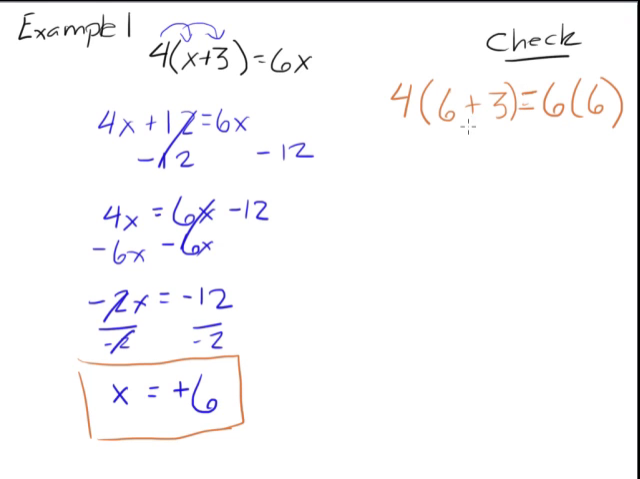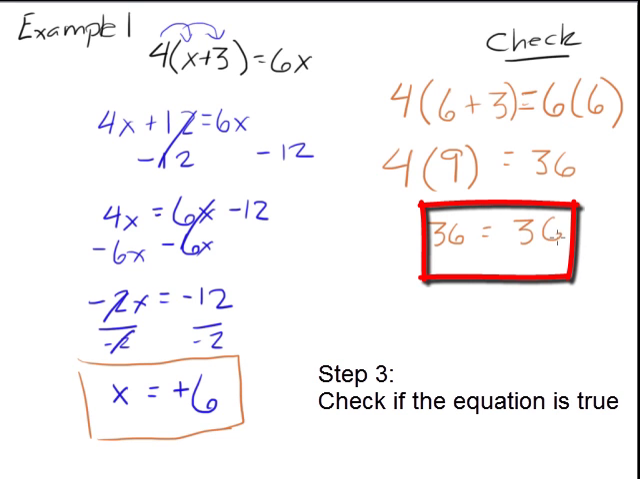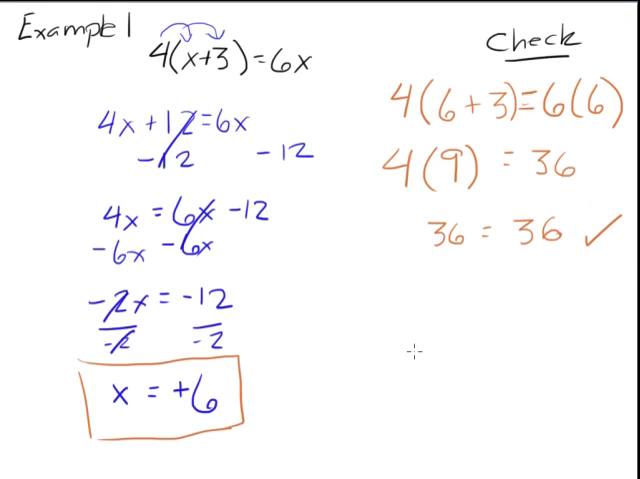So here I have to first do my brackets. So 6 plus 3 is 9. 4 in the 4 outside equals, well, 6 times 6 is 36. Then 4 times 9 is 36. And now I have to see, is this equation true? Is 36 equal to 36? Yes, it is. So since it's true, what I got here as x is also correct.